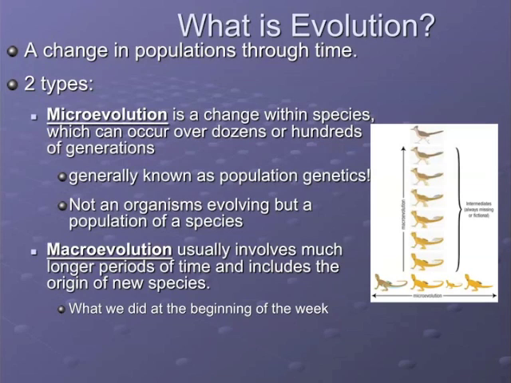So microevolution is when one species changes over time in a short amount of time, and macroevolution is when one species becomes either a brand new species or two new species or three new species in a much longer period of time. And that's generally what people think of with evolution, the macro idea. What we're going to focus on is the microevolution, or population genetics.